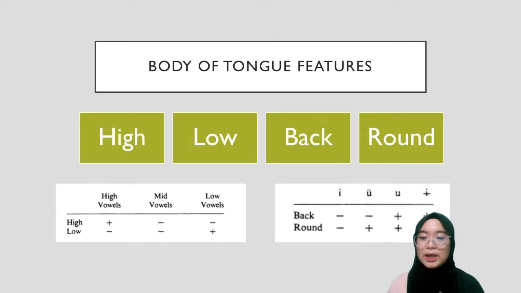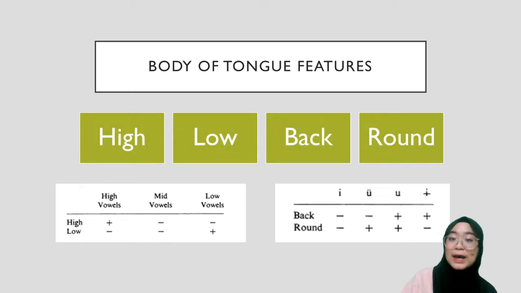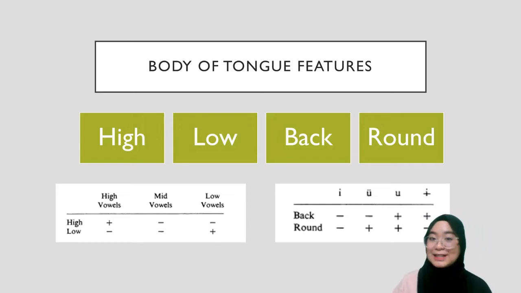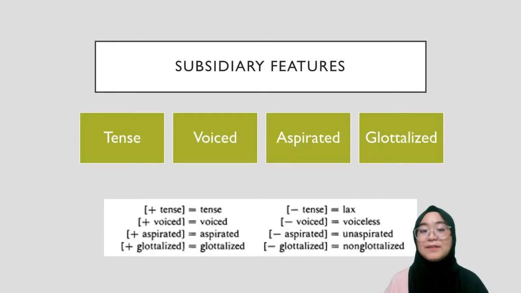And then talking about back and round, as you can see the example there is I, U, U, and E. I is not back and round. U is back and round. However, E is only back. It's not round.